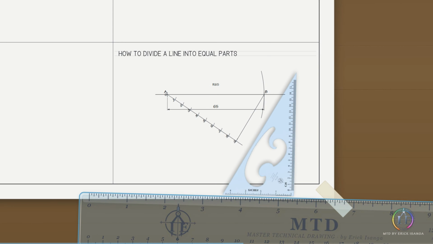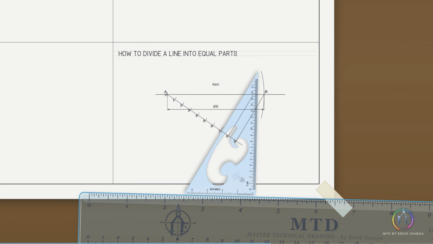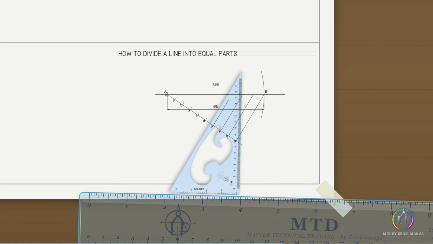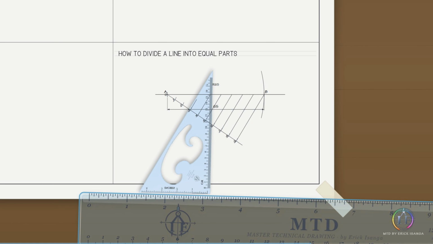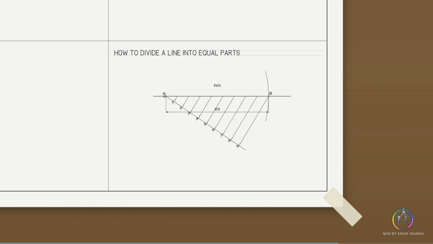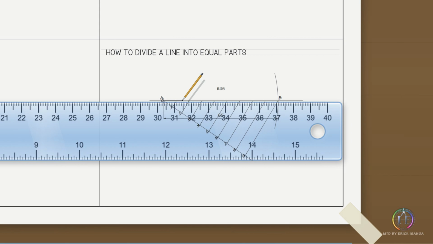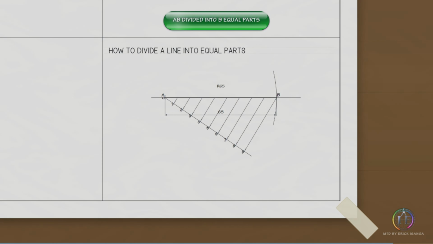Place the long edge of the set square along line 9B and lay the aim ruler beneath its short edge. Holding the ruler still, slide the set square and draw parallels through points 8 to 1, cutting AB into equal parts. Outline the line AB. Line AB is now divided into 9 equal parts.